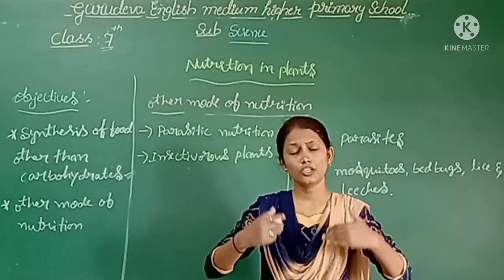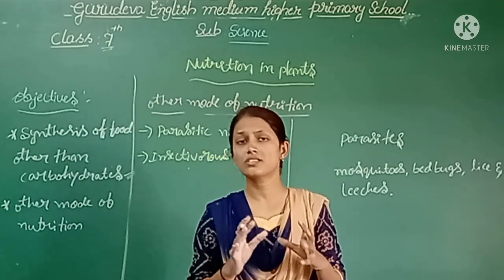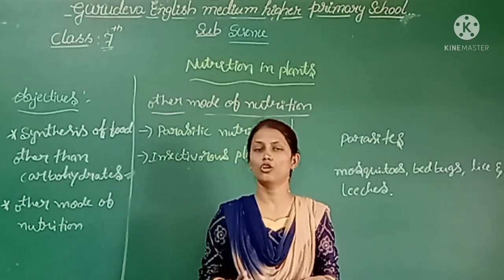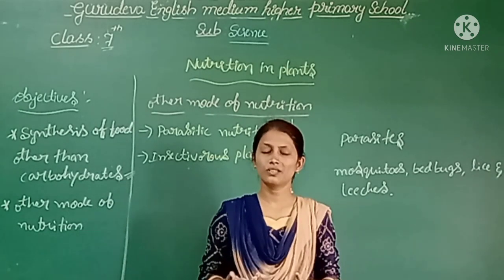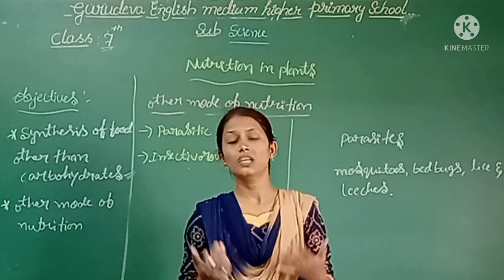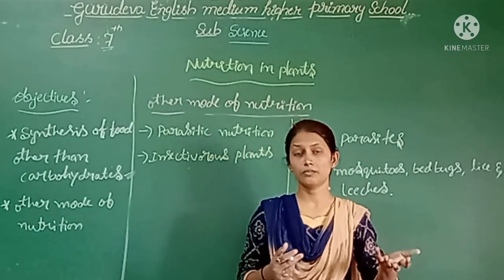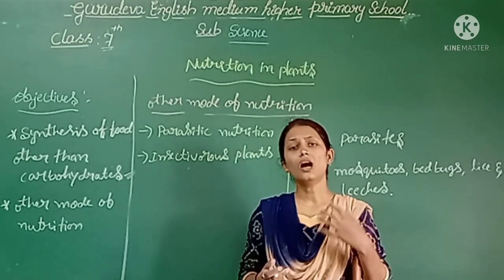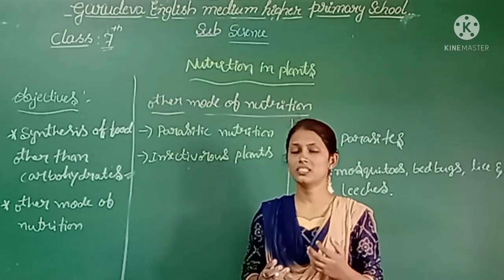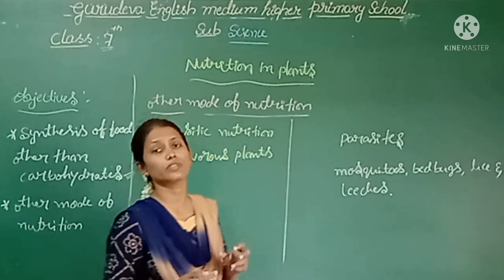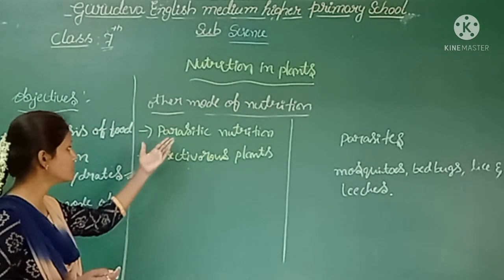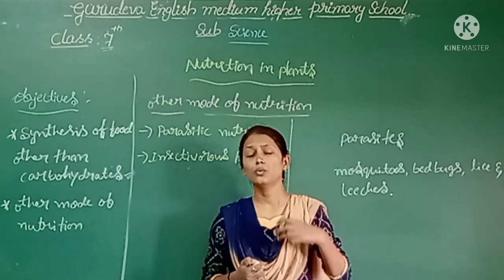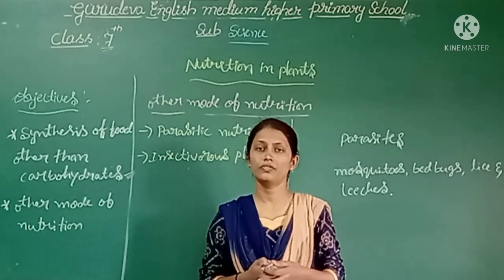Like human beings and animals, certain plants are present here also. Those plants also do not have the chlorophyll pigment, which means they also depend upon plants, and get food from plants only. Then how do they survive? Now let us discuss. That mode of nutrition we call the parasitic mode of nutrition.